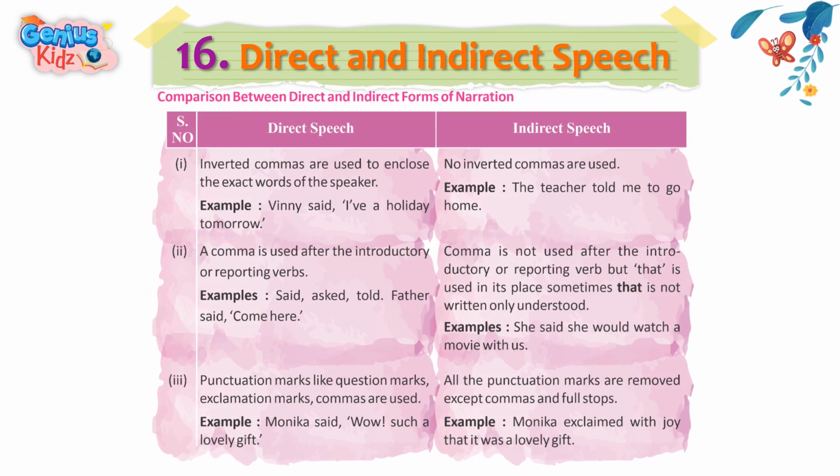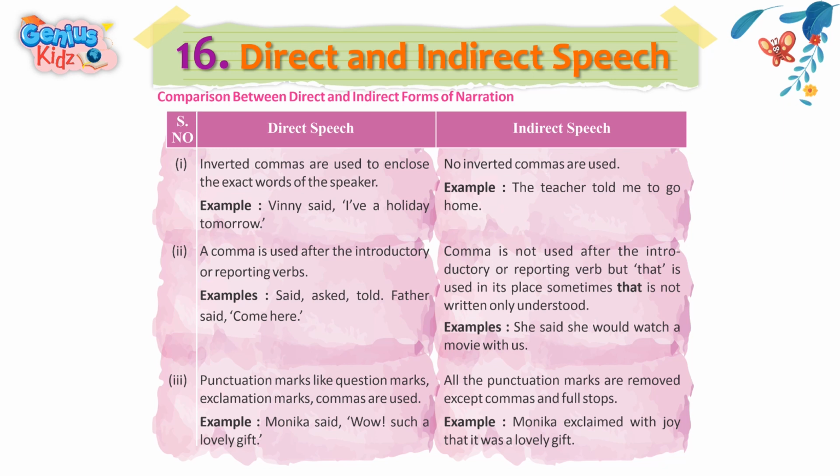Comparison between direct and indirect forms of narration. Serial number 1. In direct speech, inverted commas are used to enclose the exact words of the speaker. Example, Winnie said, "I have a holiday tomorrow." In indirect speech, no inverted commas are used. Example, the teacher told me to go home.